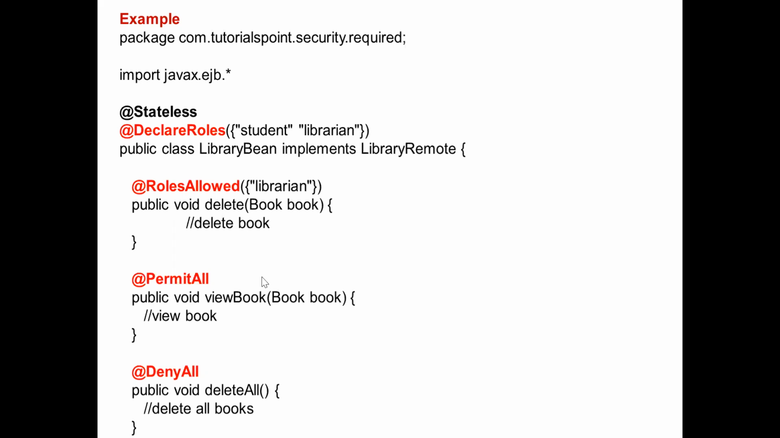So @PermitAll means all the books will be viewed. That is @PermitAll public void view book, and whatever you store in the container of the library books will be viewed under the permit all role. Finally, if you use deny all, it means nobody can delete or nobody can access.